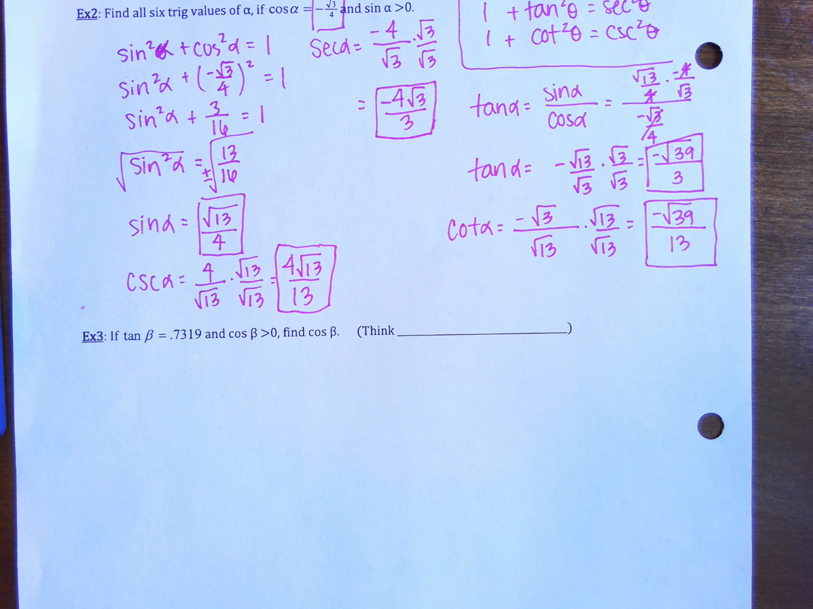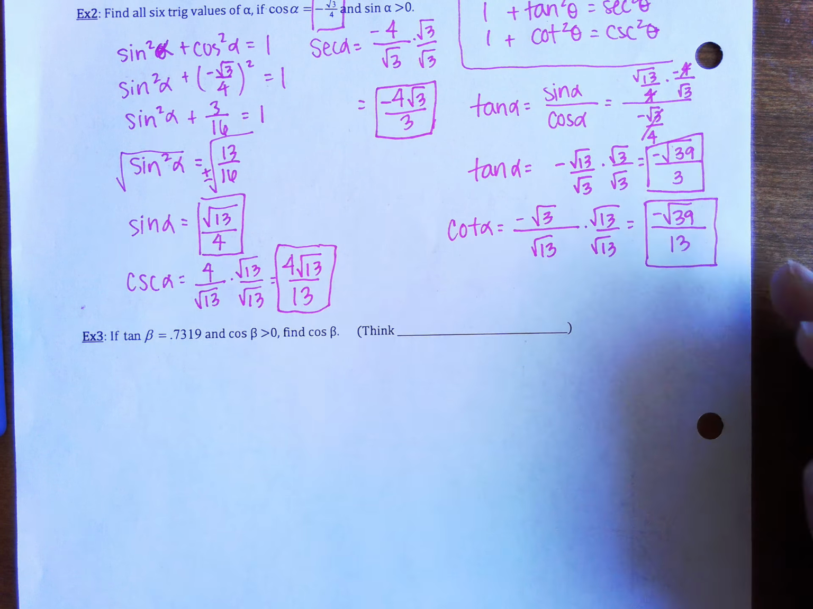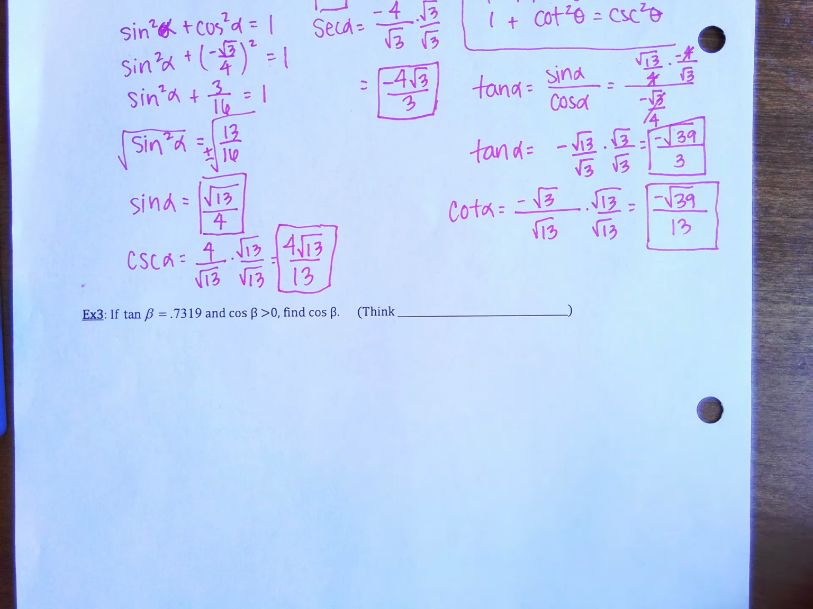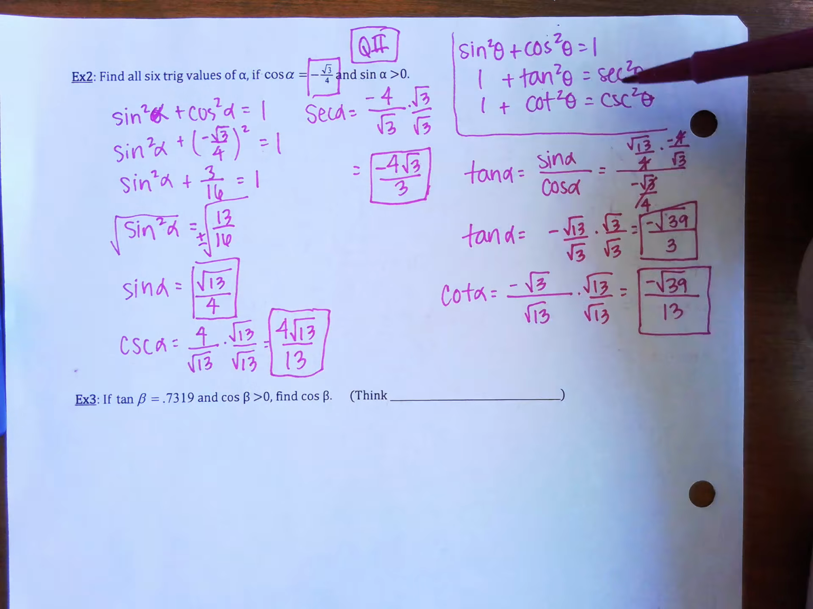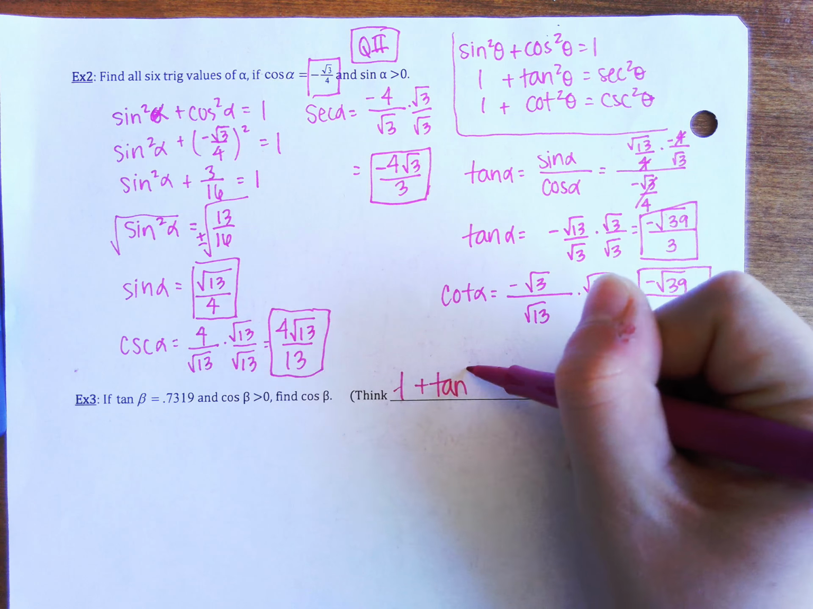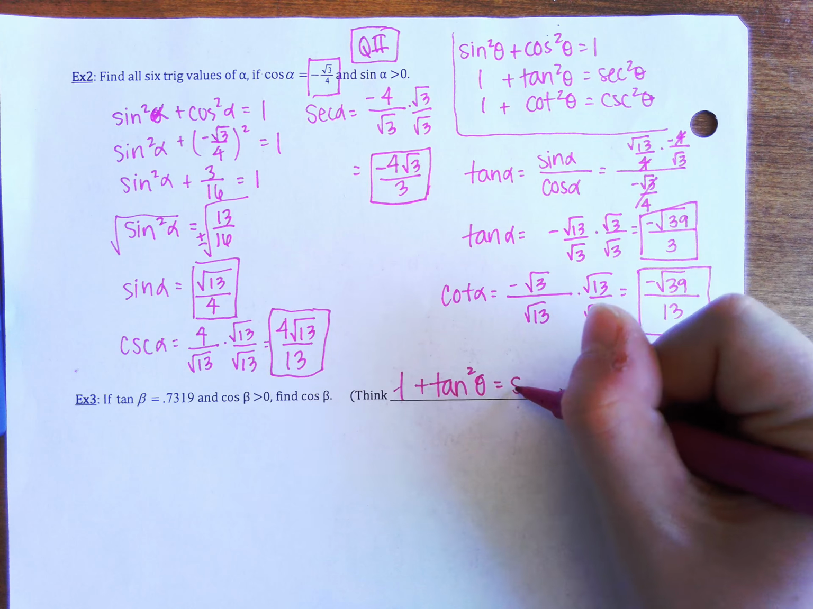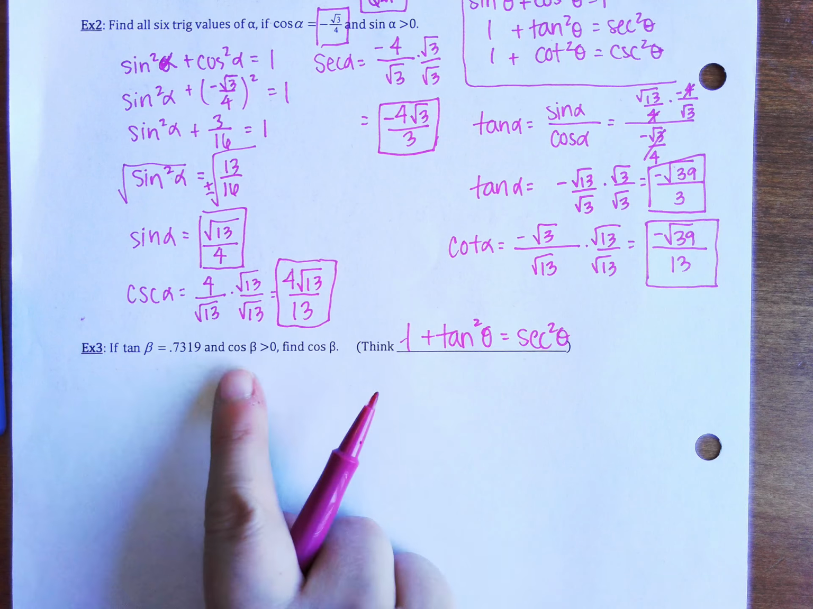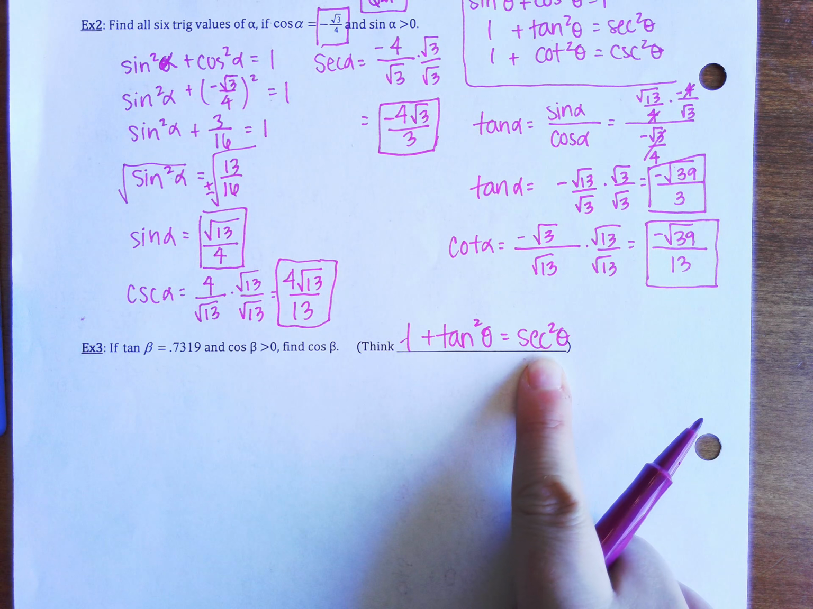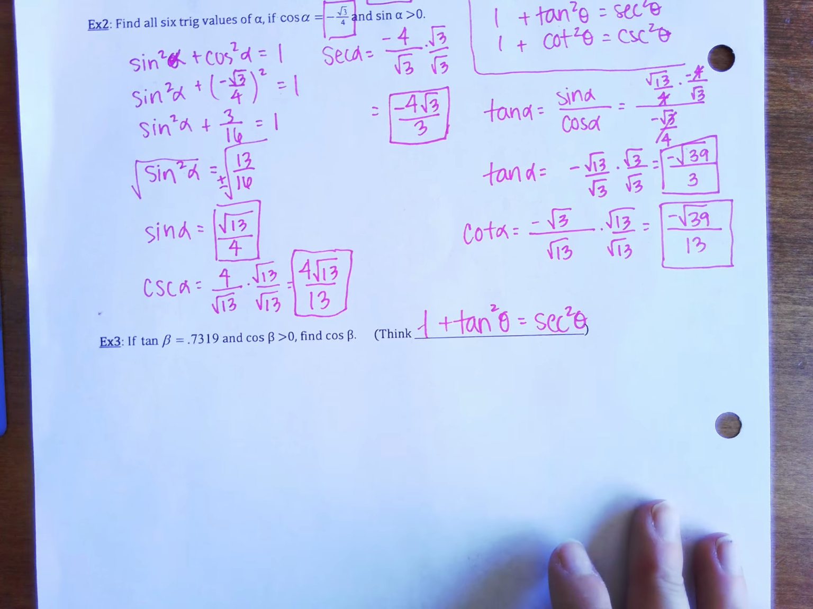So we're given tangent is some decimal approximation, and we're trying to find the cosine of b. So this time we're not actually looking for all of the trig values, we're only looking for one. And we know that we have certain trig identities that go along with tangent. So we're going to think about this one here, the second one, 1 plus tangent squared of theta equals secant squared. And again, I'm picking that one specifically because we're given tangent and we're actually looking for cosine, which is the reciprocal of secant. So this kind of falls nicely into place.